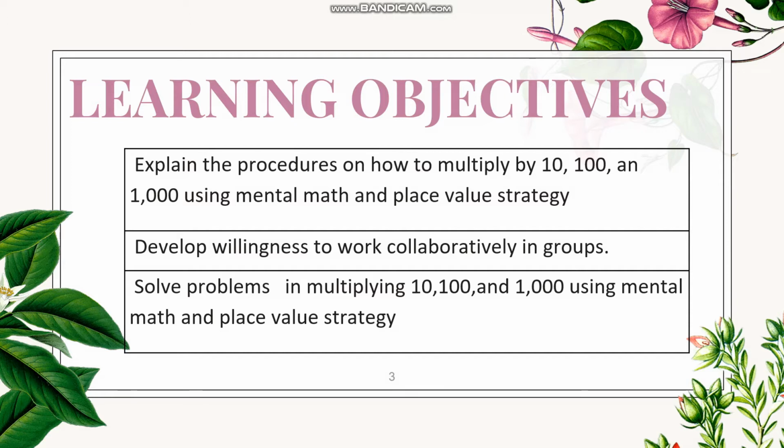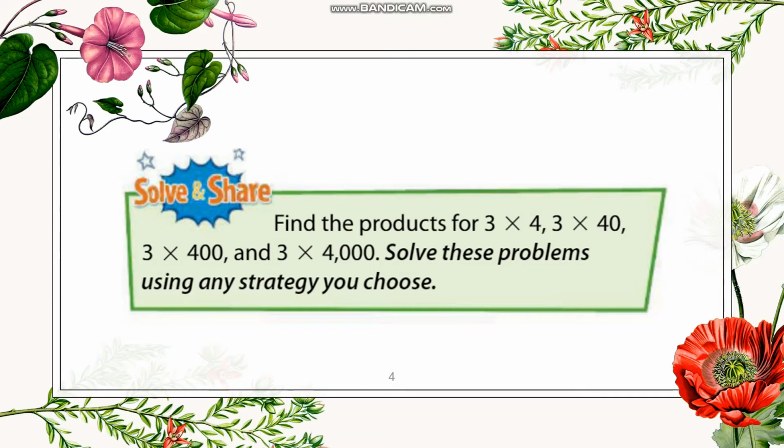You're going to explain the procedures on how to multiply by 10, 100, and 1000 using mental math and place value strategy. Develop willingness to work collaboratively in groups, solve problems in multiplying 10, 100, and 1000 using mental math and place value strategy. Let's analyze this problem.